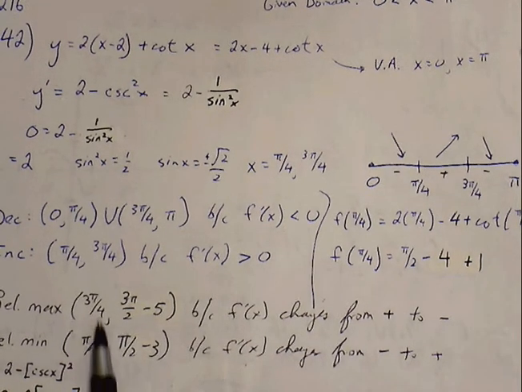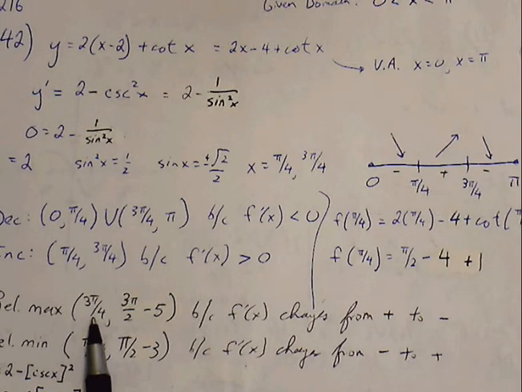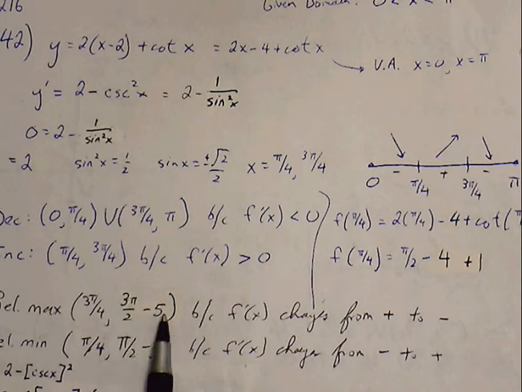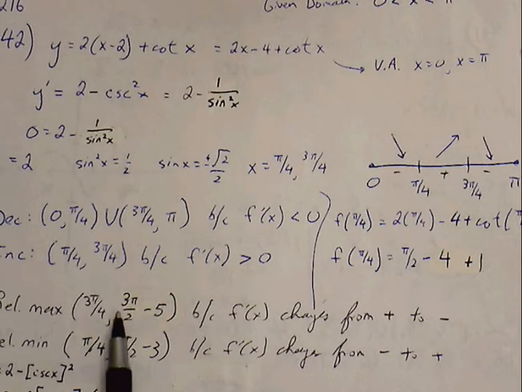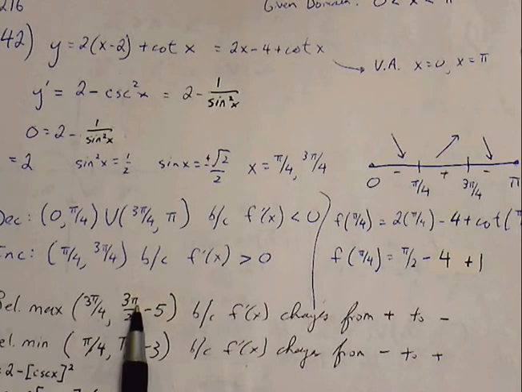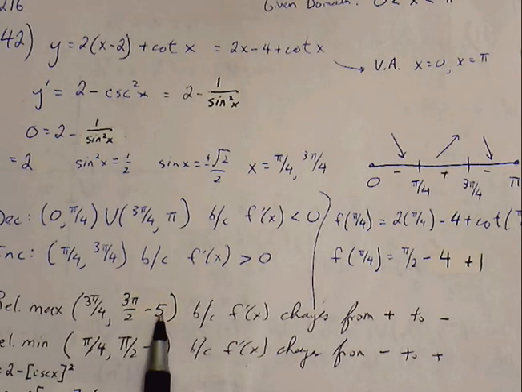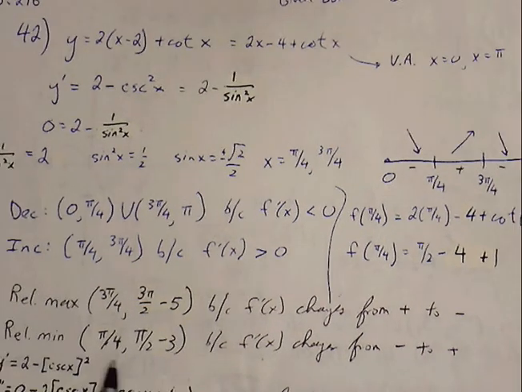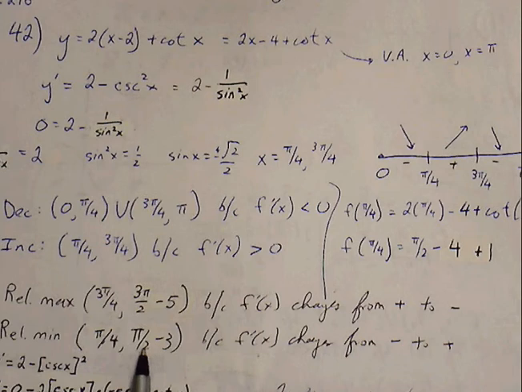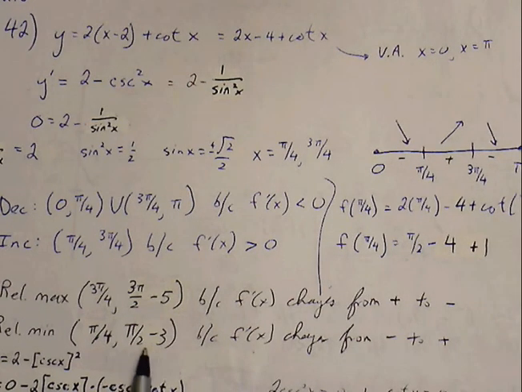And if I want to find my y values, I'll have to take 3 pi over 4 and plug it into my original equation, and that will get me 3 pi over 2 minus 5. Here's an easy way to evaluate this without a calculator. Think of pi as a number close to 3, so 3 times 3 is 9, 9 over 2 is 4.5, 4.5 minus 5 is negative 0.5, so this is roughly negative 1/2. For the relative min, pi over 2 is 3 over 2, 1.5 minus 3 would be roughly negative 1.5. So we'll keep that in mind when we're ready to sketch.